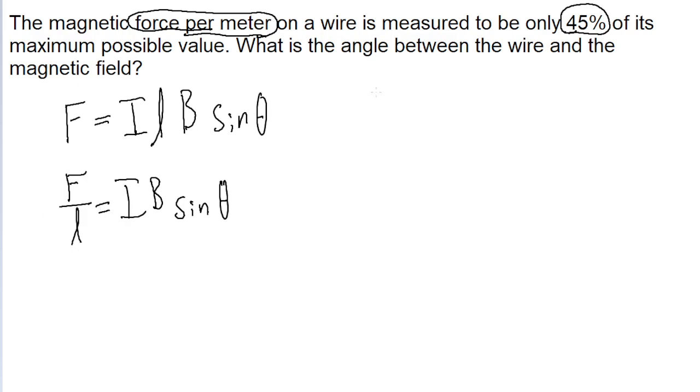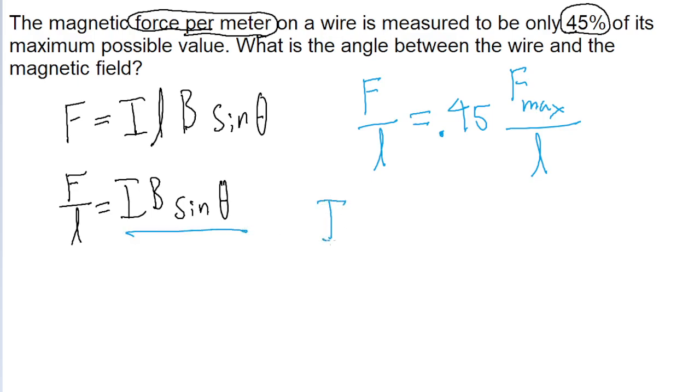Now what this problem is essentially telling us is that the F over L that we have is equal to 45% or 0.45 times the maximum force per meter. Expanding this out a bit further using the right-hand side of the equation, this is saying that the current times the magnetic field times the sine of theta, the theta we're trying to find, is equal to 0.45 times this same formula, but for the max case. So again, that is the current times the magnetic field times the sine of whatever angle makes the max.